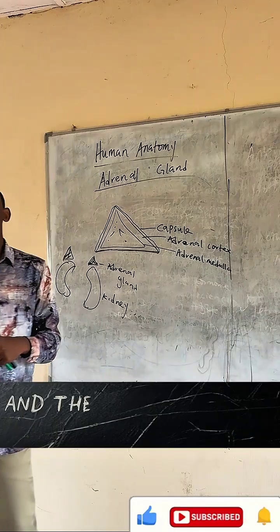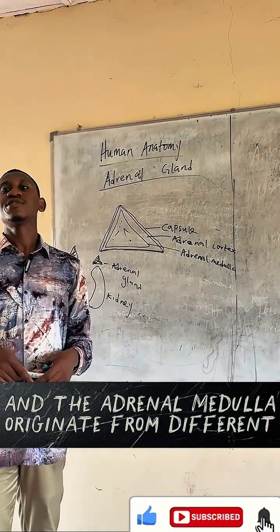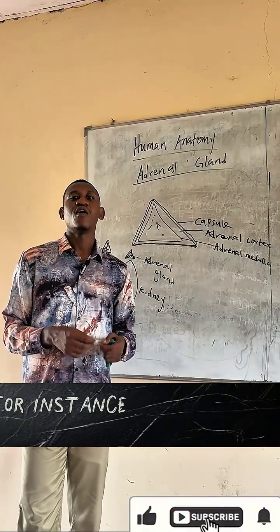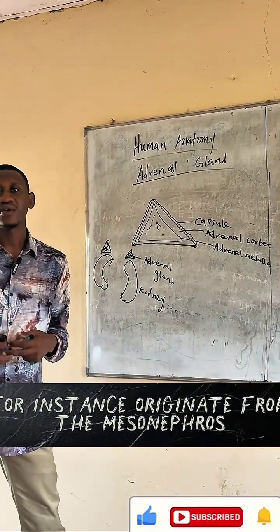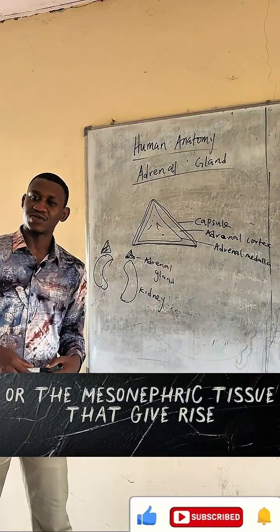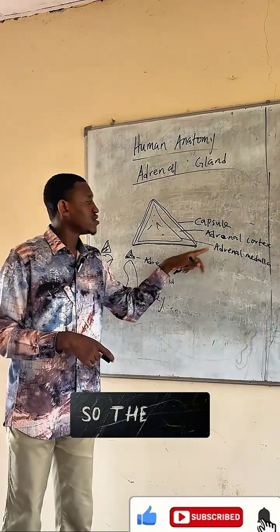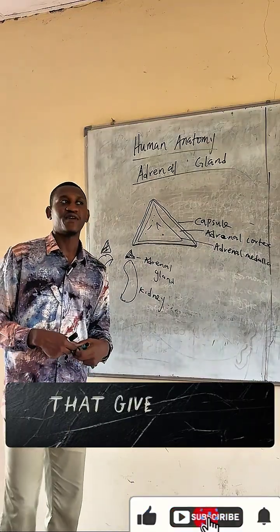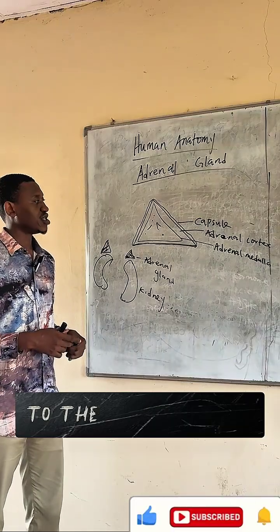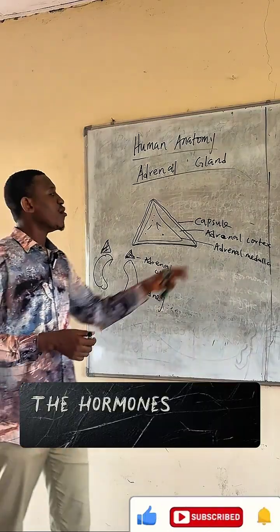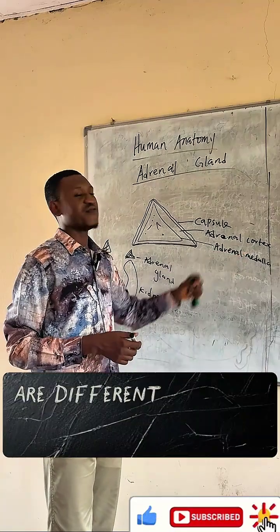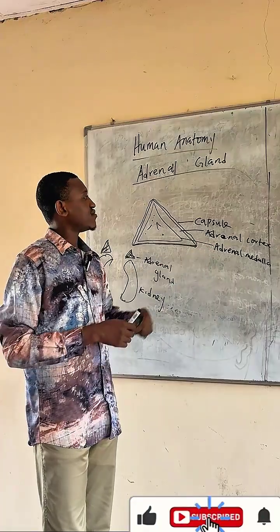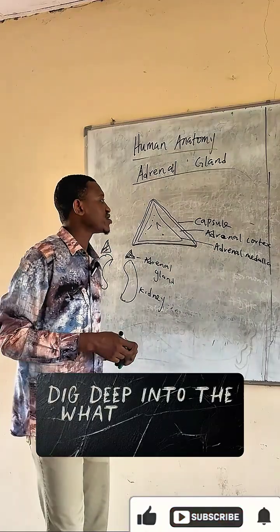So the adrenal cortex and the adrenal medulla originate from different parts of the human body. The adrenal cortex, for instance, originates from the mesonephros or the mesonephric tissue that give rise to the urinary structures. While the adrenal medulla originates from neural crests that give rise to the nervous structures, to the nervous tissue. The hormones of the adrenal cortex are different from the hormones of the adrenal medulla. So let's dig deep into the adrenal cortex.